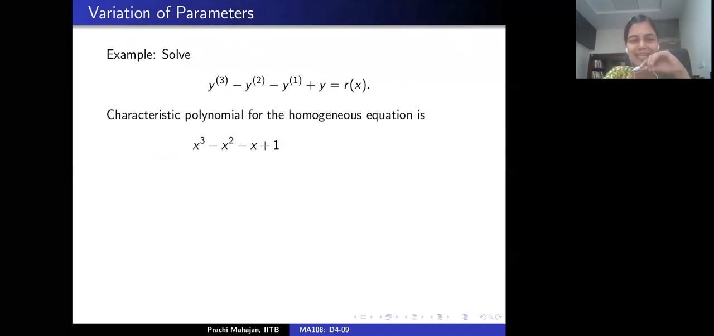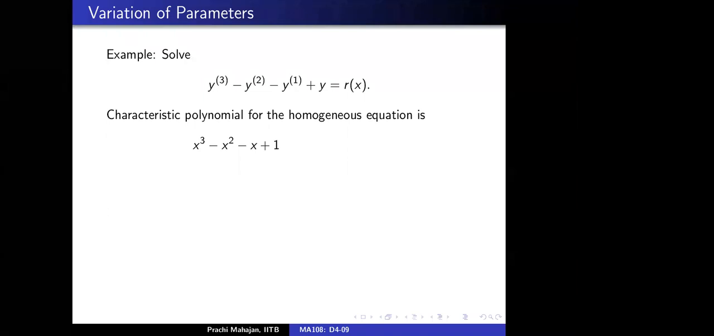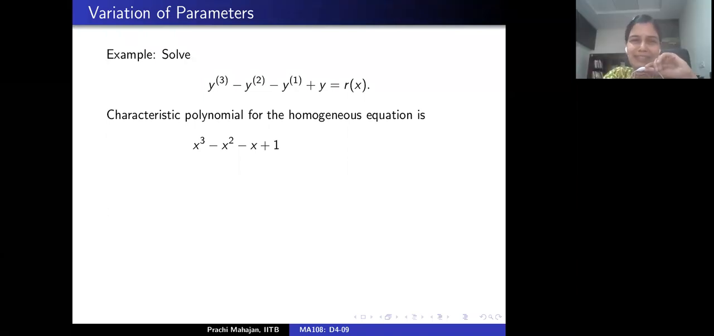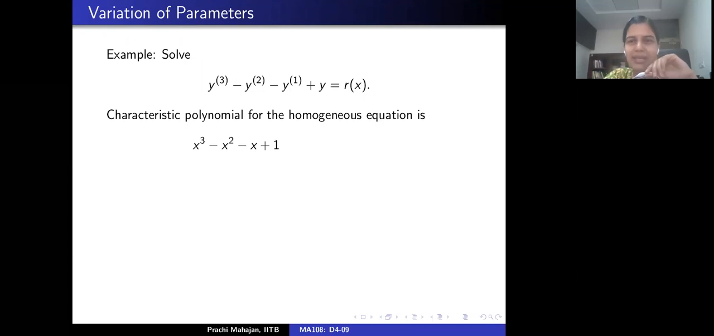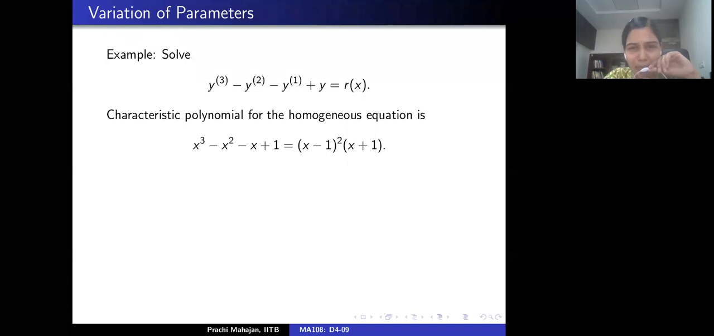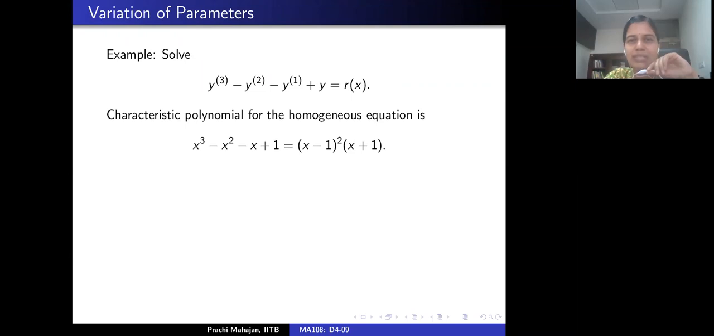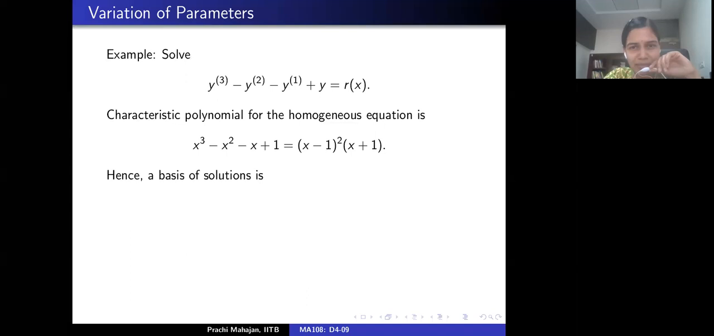Let's write down the characteristic polynomial. Let's look at the associated homogeneous equation because I need to find y1, y2, y3, right? The characteristic polynomial is x cubed minus x squared minus x plus 1. The roots are -1 and 1 with multiplicity 2. A basis of the solution space is given by e to the power minus x, e to the power x, x times e to the power x. Correct?